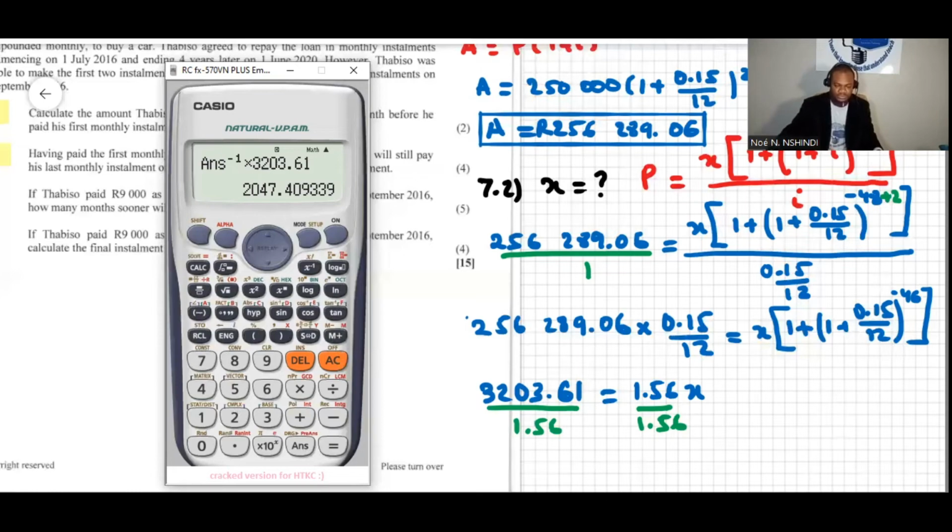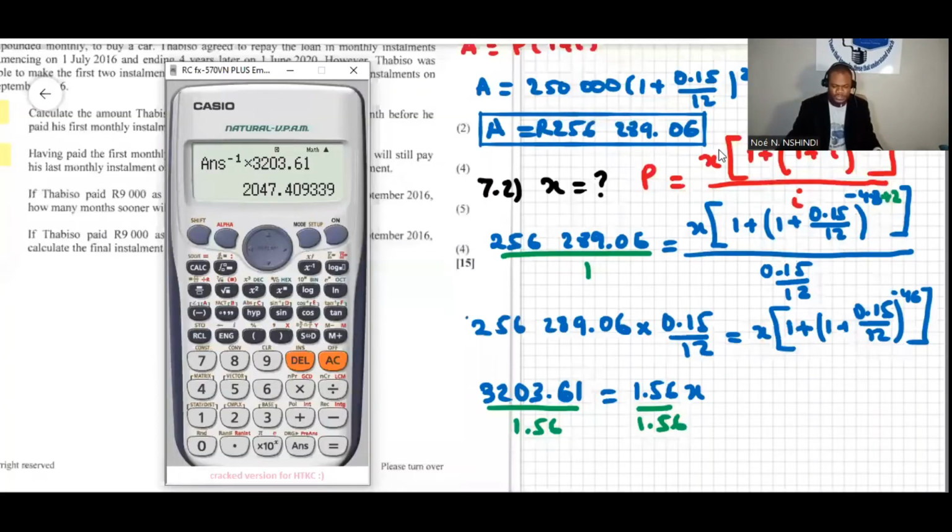x will be equal to... okay, something is wrong. How can we get this less? It cannot be. Is there anything wrong? Let's double check the calculations.